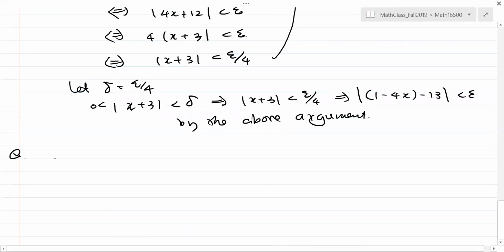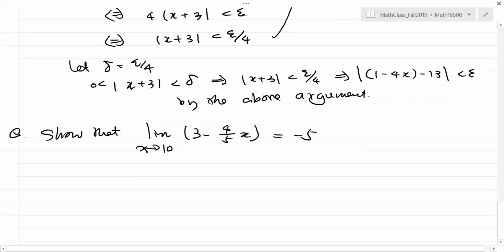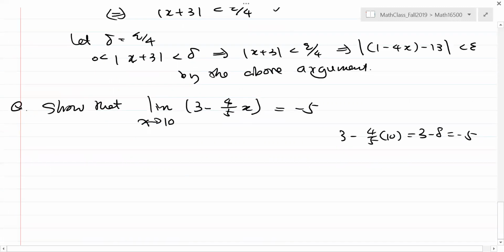So the next one: show that the limit as x approaches 10 of 3 minus 4/5x equals -5. Why is this true? You can look at it: 3 minus 4/5 times 10 is 3 minus 8, so it's -5. Yes, this should be the limit. If I just ask you to find the limit, that's what you get, -5.